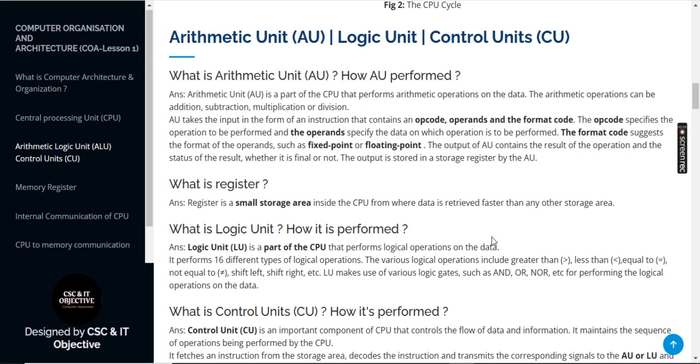The logic unit is a part of the CPU that performs logical operations on the data. It performs 16 different types of logical operations. The various logical operations include greater than, less than, equal to, not equal to, shift left, shift right, etc. The logic unit makes use of various logic gates such as AND, OR, NOR, etc. for performing the logical operations on the data.